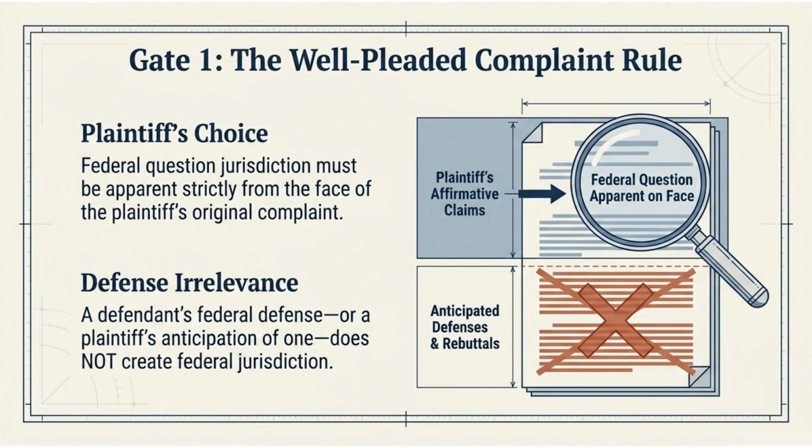Federal question jurisdiction must appear on the face of the plaintiff's properly pleaded complaint. Focus only on the plaintiff's affirmative claims. Do not look to the defendant's expected answer, expected defense, or even a likely federal issue raised in rebuttal. A federal defense does not create federal question jurisdiction, even if everyone knows the defense will be central to the case. For exam purposes, train yourself to ask, where does the federal law appear? If it appears only in the defense section, the case stays in state court unless another basis for federal jurisdiction exists.